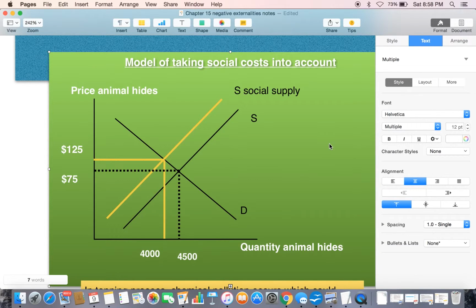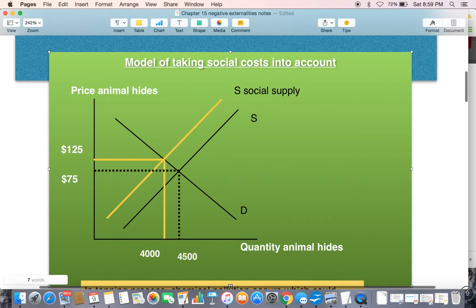So some of that increase in technology costs is going to have to be passed on. Technology might have to be used to remove the pollution, or different things might be done in the production process, which increases the cost of production. Some of that increase in production costs is going to be passed on to the consumer.